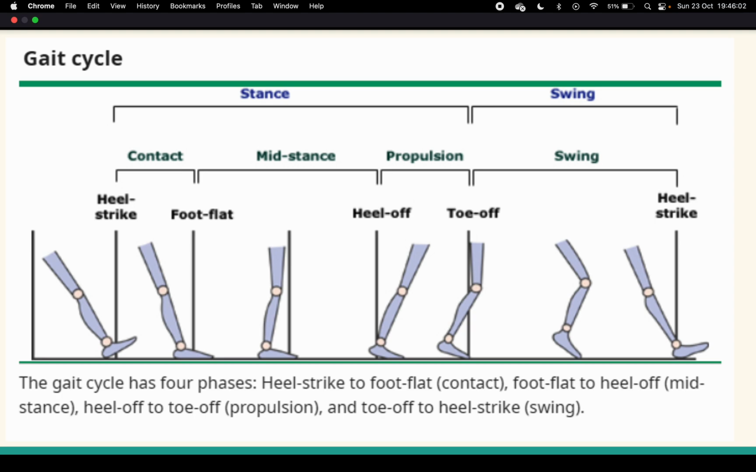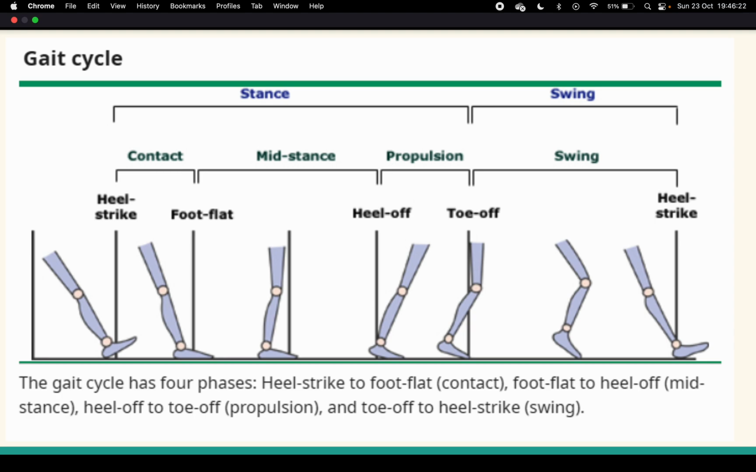The stance is the phase of the gait cycle where the foot is touching the floor. Any part of the foot can touch the floor, whereas the swing is when the foot is in the air, not striking the floor.